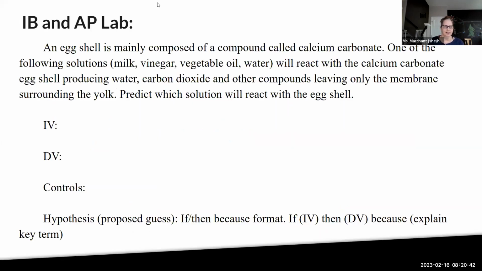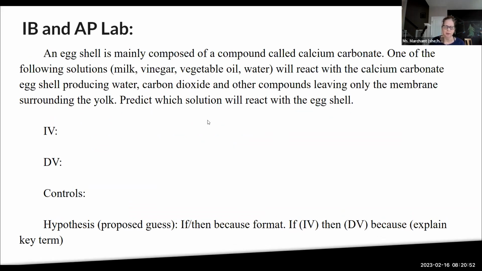All right. So here's an actual IB or AP Chem lab that is used. An eggshell is mainly composed of a compound called calcium carbonate. One of the following solutions, milk, vinegar, vegetable oil, water, will react with the calcium carbonate eggshell, producing water, carbon dioxide, and other compounds, leaving only the membrane surrounding the yolk. Predict which solution will react.